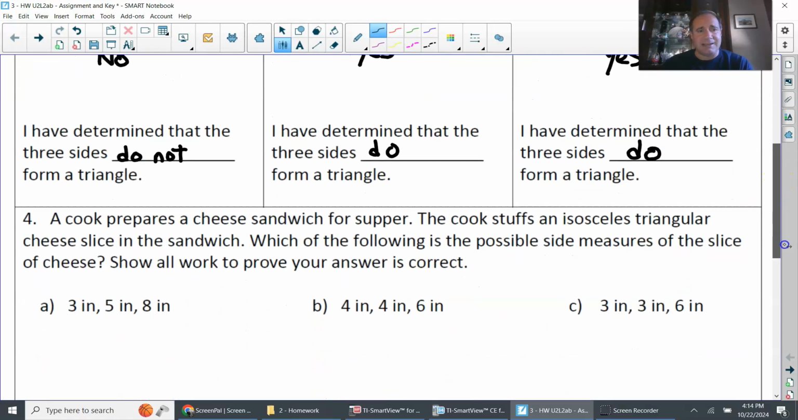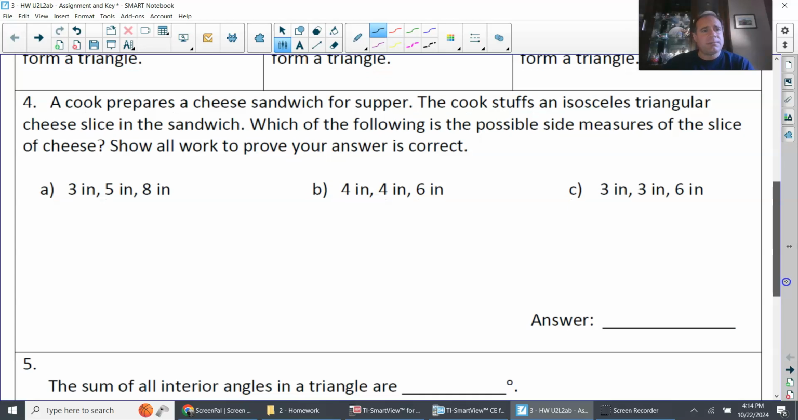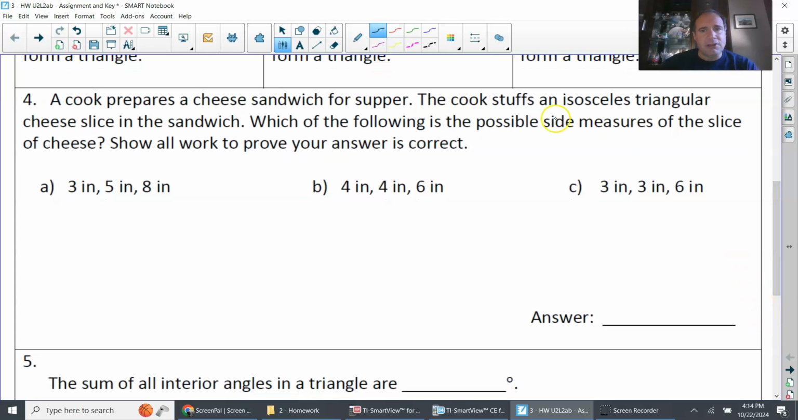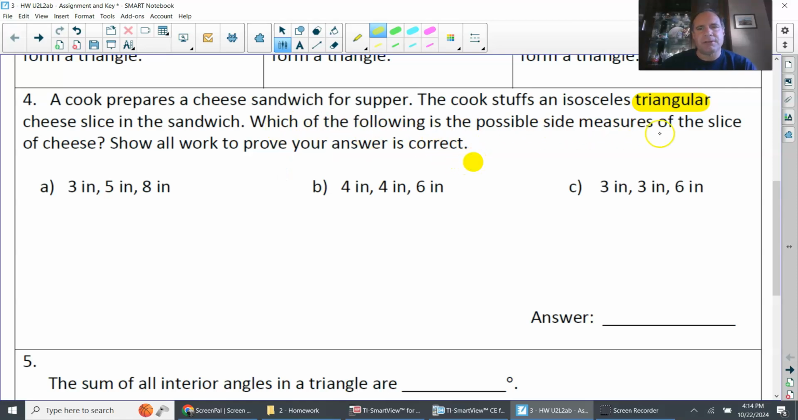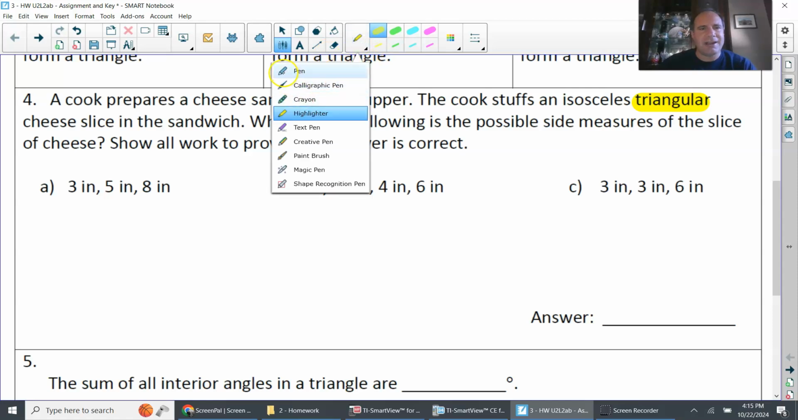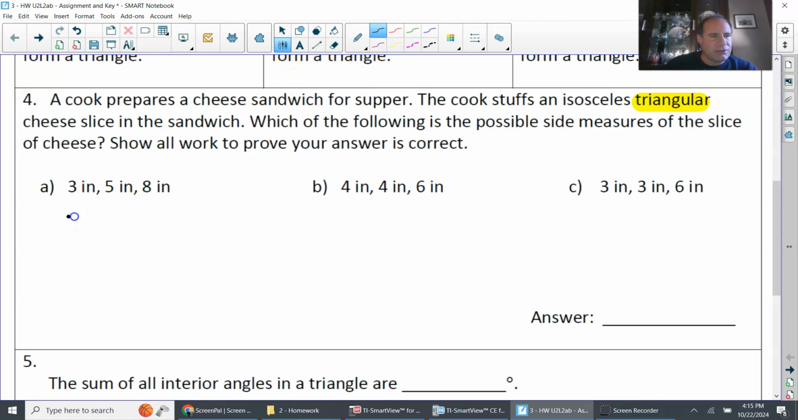And that is it. A cook prepares a cheese sandwich for supper. The cook stuffs an isosceles triangular cheese slice in the sandwich. So this is the key word where we're talking about triangles there. And so which of the following is possible the side measures of the slice of cheese? So they're just asking, it's a different way of asking whether or not the sides create a triangle, right? So we're going to just go ahead.